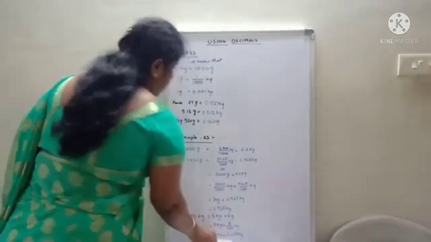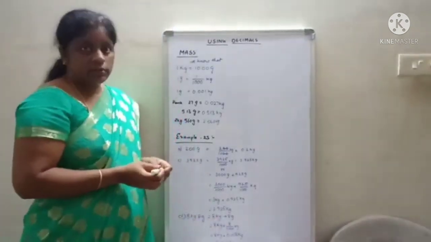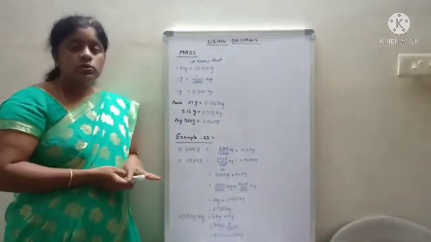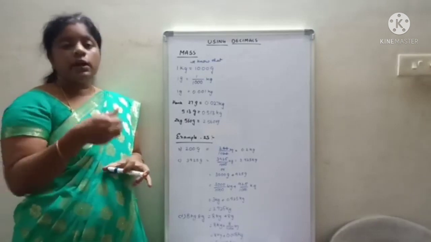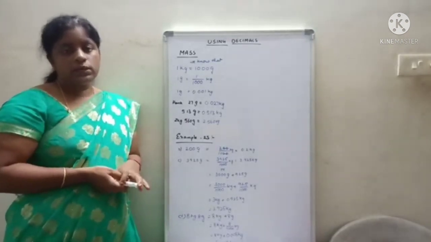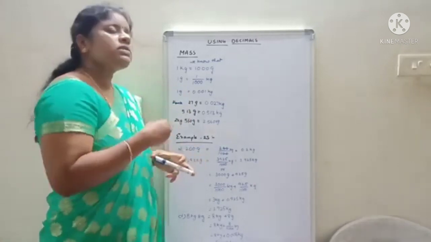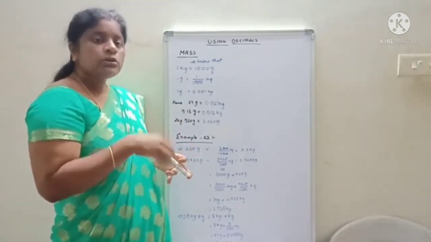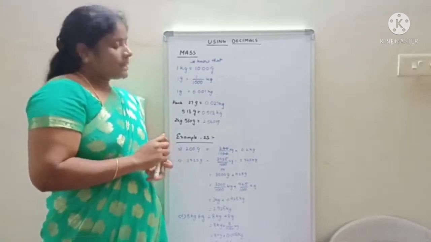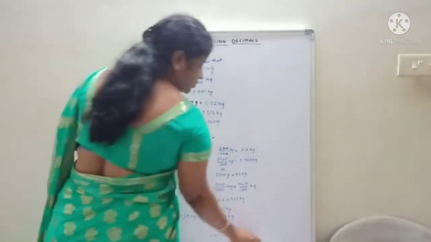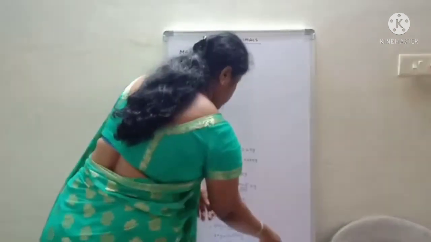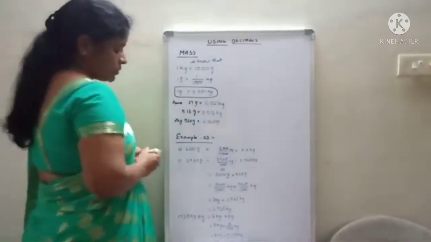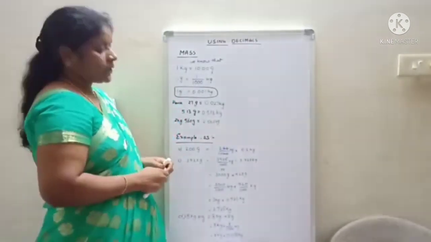This is the next one, mass. Mass is nothing but weight. We know that 1 kg equals 1000 grams. So 1 gram equals how much? 1 by 1000 kg. Convert 1 by 1000 into decimals: 1 gram equals 0.001 kg.